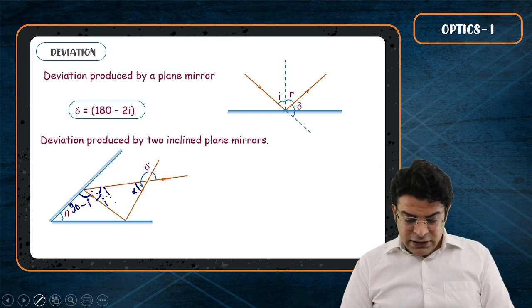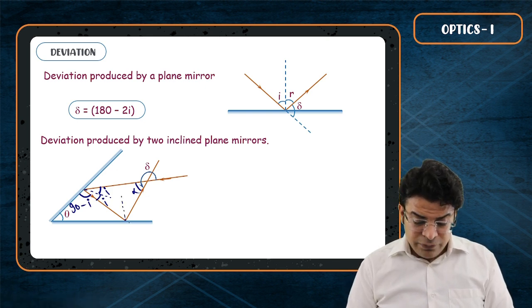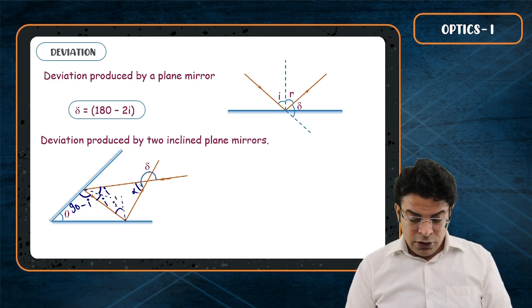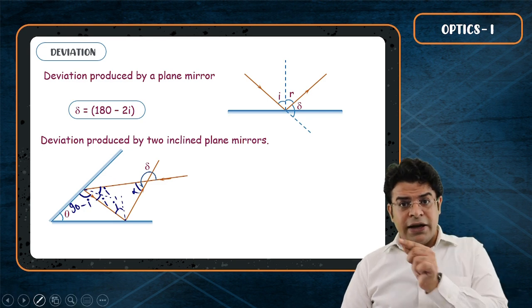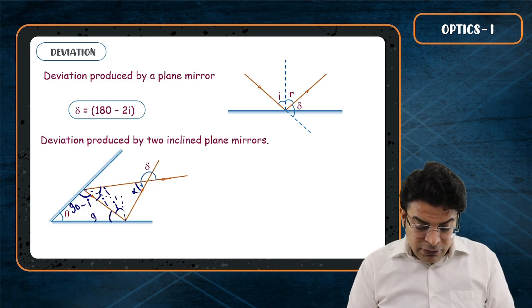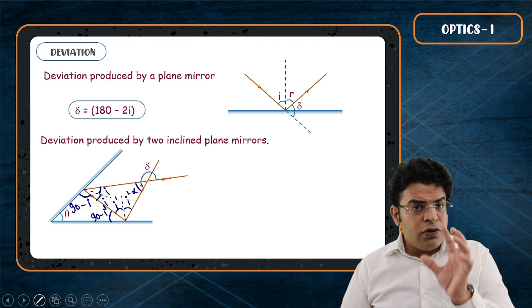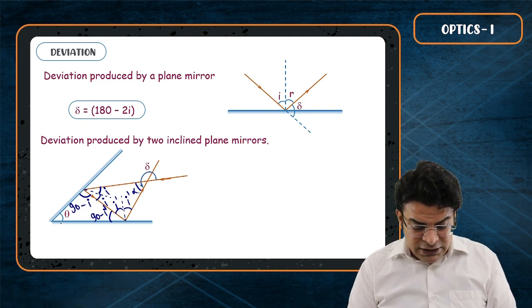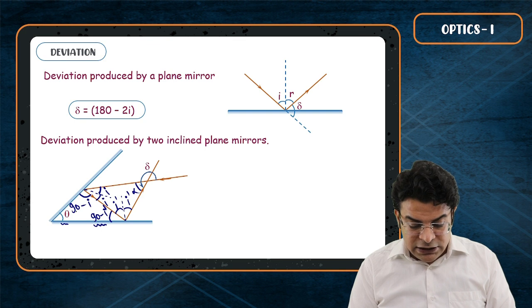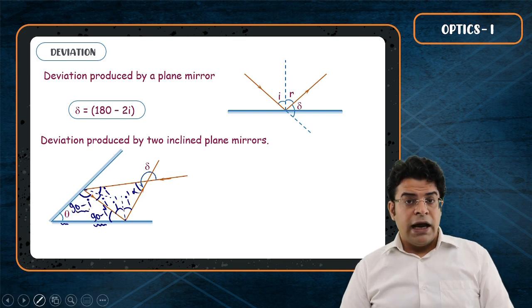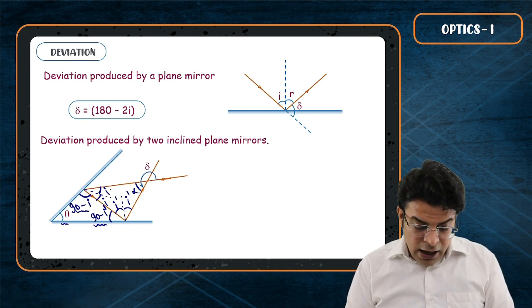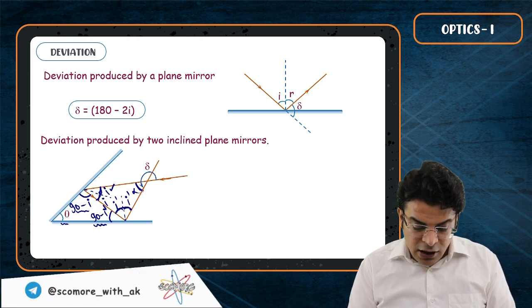Now let's say this ray, when it hits the second mirror, hits at an angle of I dash. So the angle made by the incident ray with the plane of the mirror will be nothing but 90 minus I dash, and this angle will also be I dash from the law of reflection. Now here you can look at two triangles. One, this triangle having the angles theta, 90 minus I dash and 90 minus I, and the second triangle having angles 2I, 2I dash and alpha.